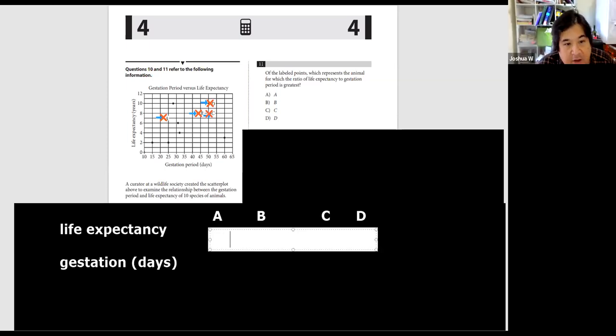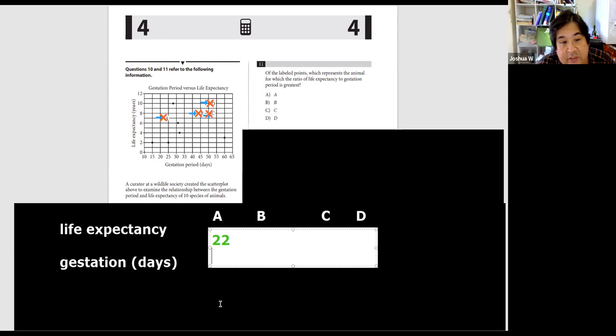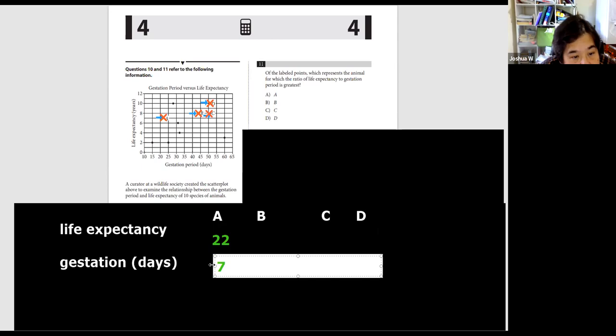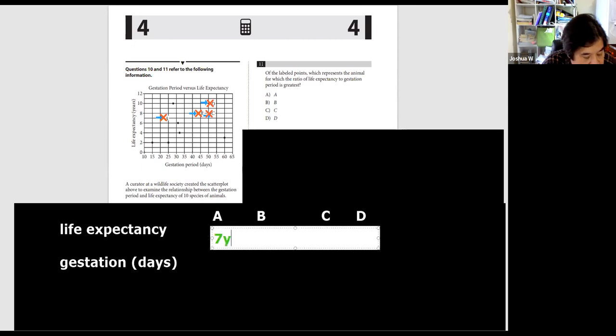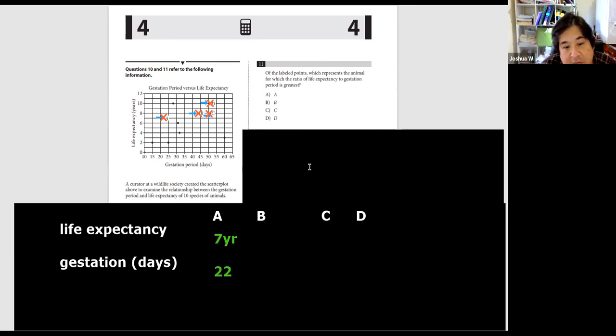Okay, very good. And how long does that animal live according to the data? 7 days. Good. 7 years, right? Well, life expectancy is in years. So 7 goes in the numerator. 7 years. And it was 22 days of gestation. Okay, 7 over 22. What's the life expectancy and gestation period for animal B?